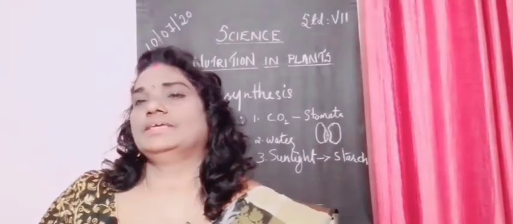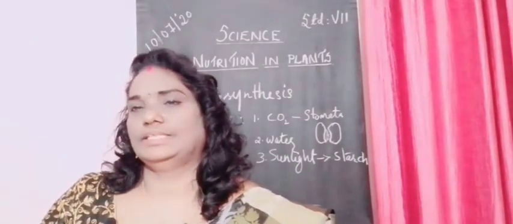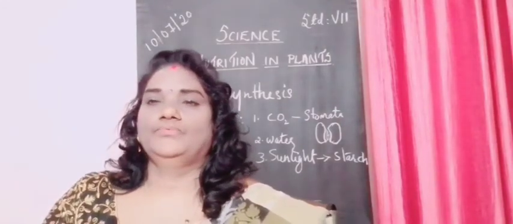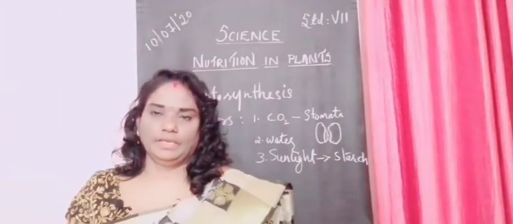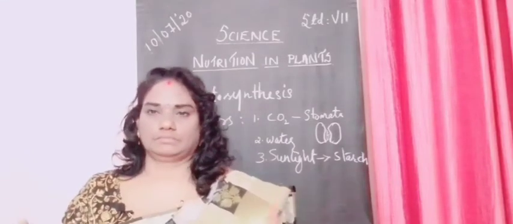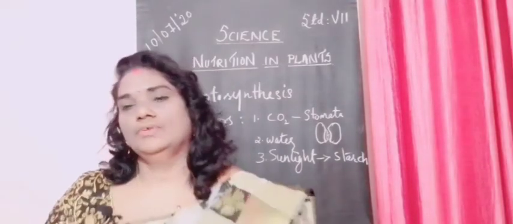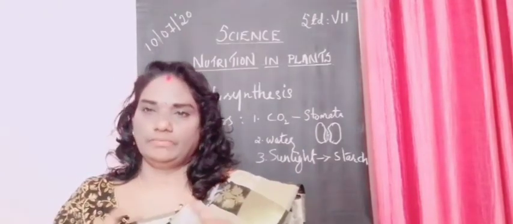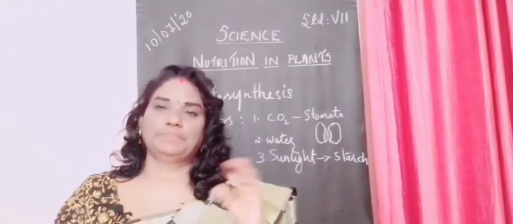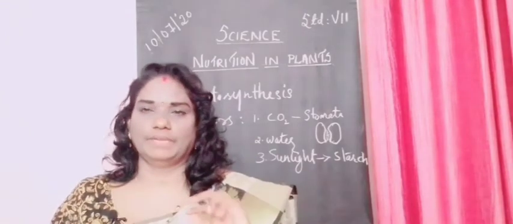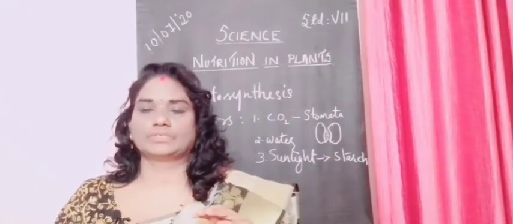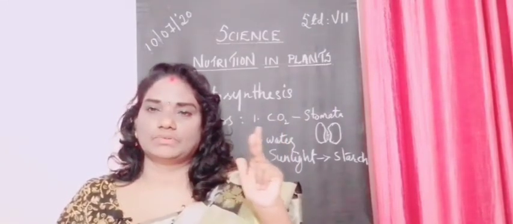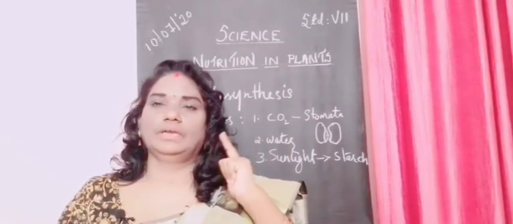So let us see what is photosynthesis. I told you this, now we want to give a definition for that. Photosynthesis is a process by which plants prepare their food by using carbon dioxide and water in the presence of sunlight with the help of chlorophyll.